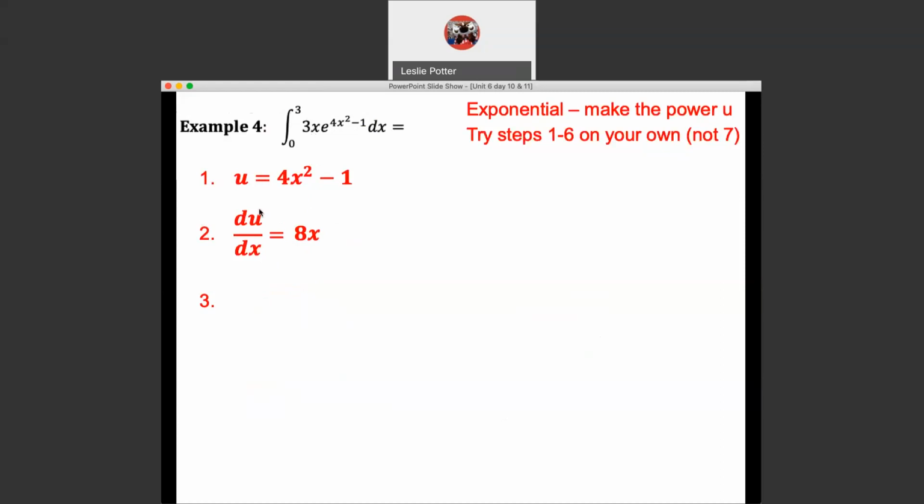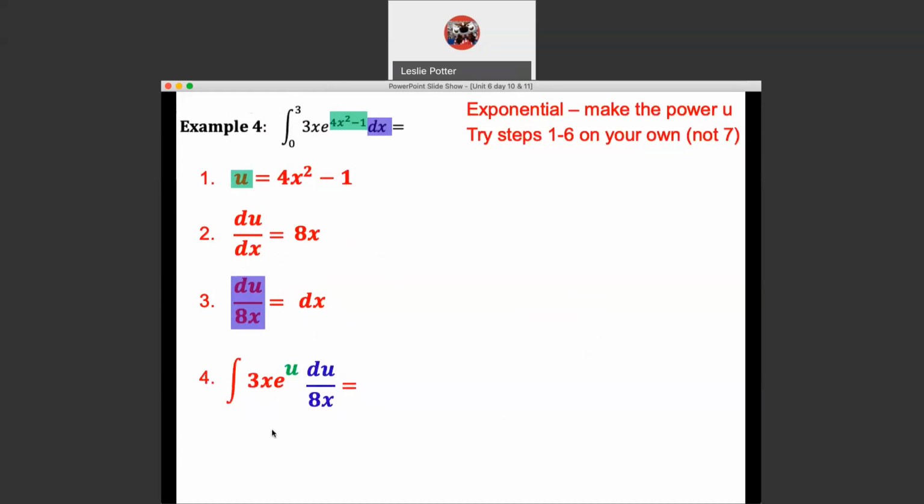Okay, so let's solve for dx. So I'm going to do that swapping. We put the 8x down here and the dx up there. That's the cross multiply and divide. And now I'm going to go ahead and do my substituting. So u goes in for 4x squared minus 1. Du over 8x goes in for dx. So now the integral looks like this. It looks like 3x e to the u times du over 8x.